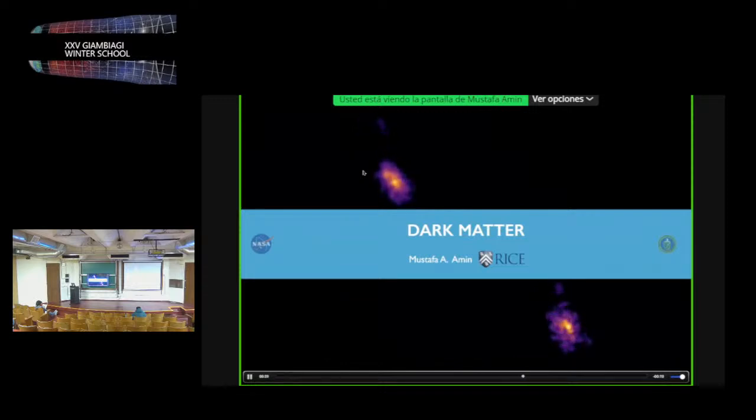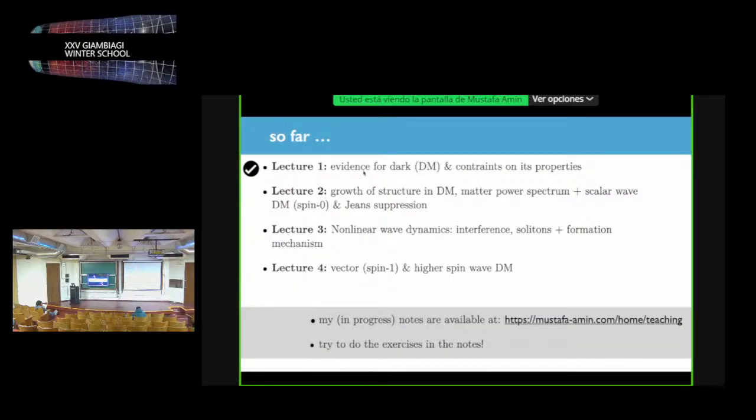Okay, so just to recap, here's where we were last time. We are going to have 4 lectures. We are done with the first lecture, which was on evidence for dark matter and constraints on its properties.